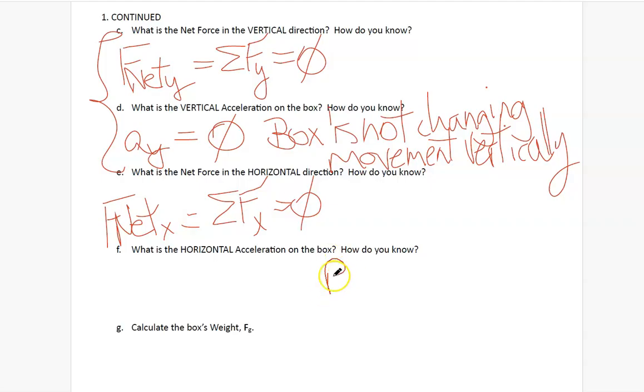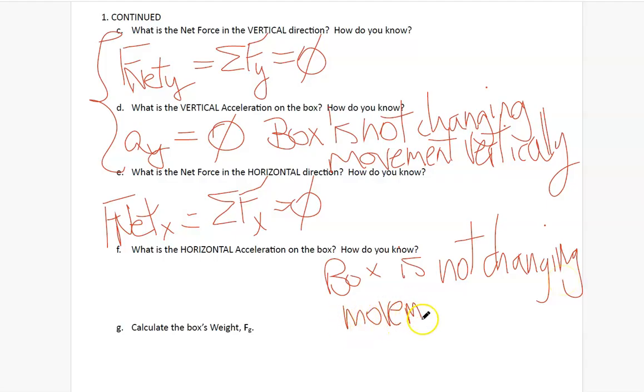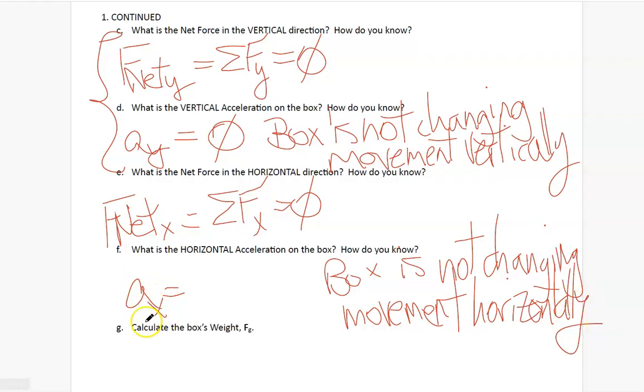And we know that because the box is not changing movement or motion horizontally. That means the acceleration in the x direction is also 0. And again, these two go hand in hand. If one is 0, the other is 0. If you know anything about one, you know something about the other. All right.